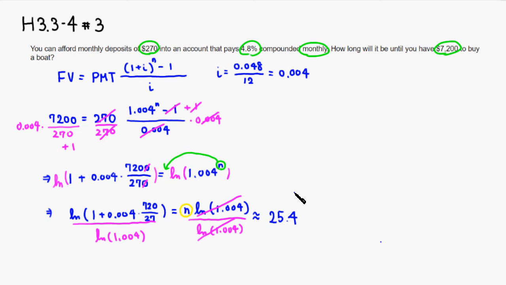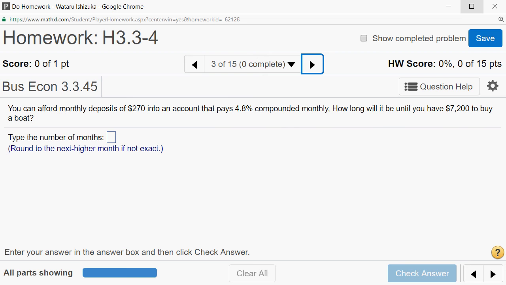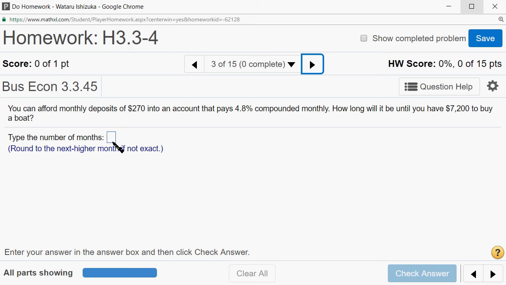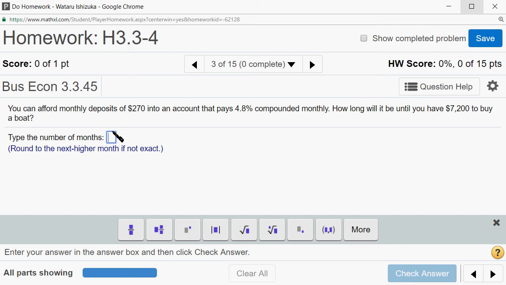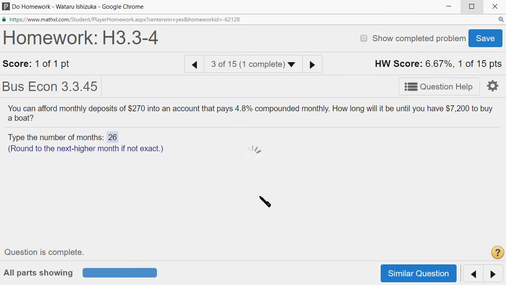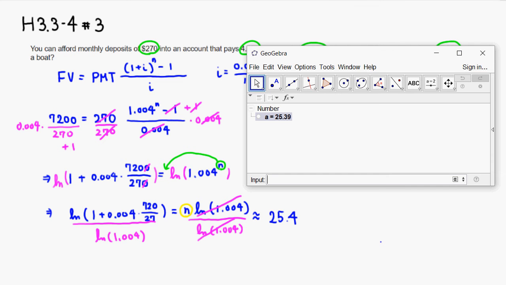Then let's try to type in the answer. We need the next higher month. This was 25.4, so the answer should be 26. Let's try that: 26, because you have to go to the next higher month. So check answer. All right, we got that. That's it. I hope that this was clear.